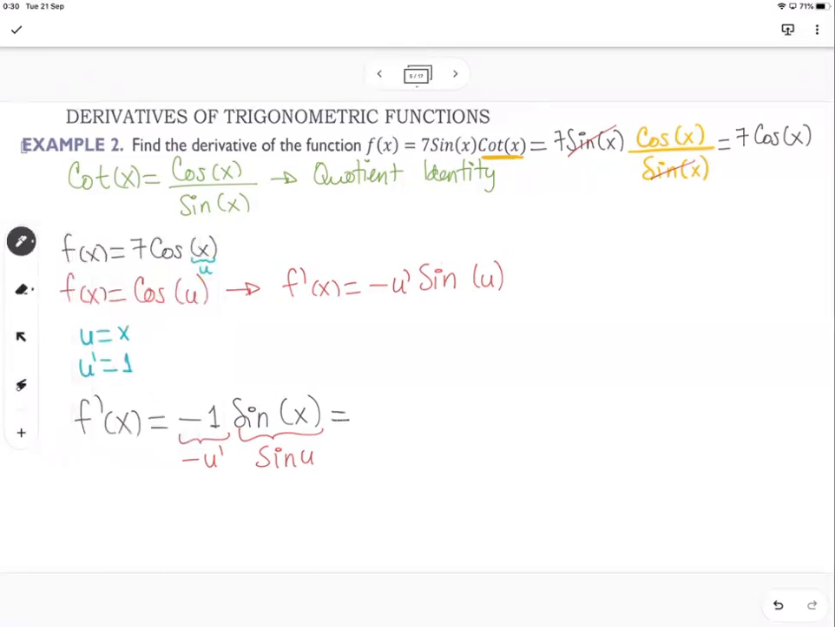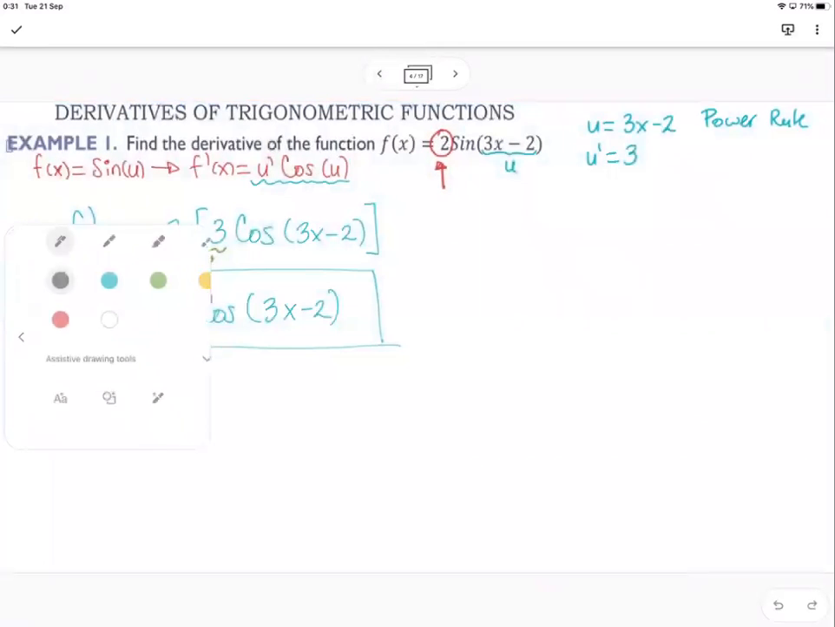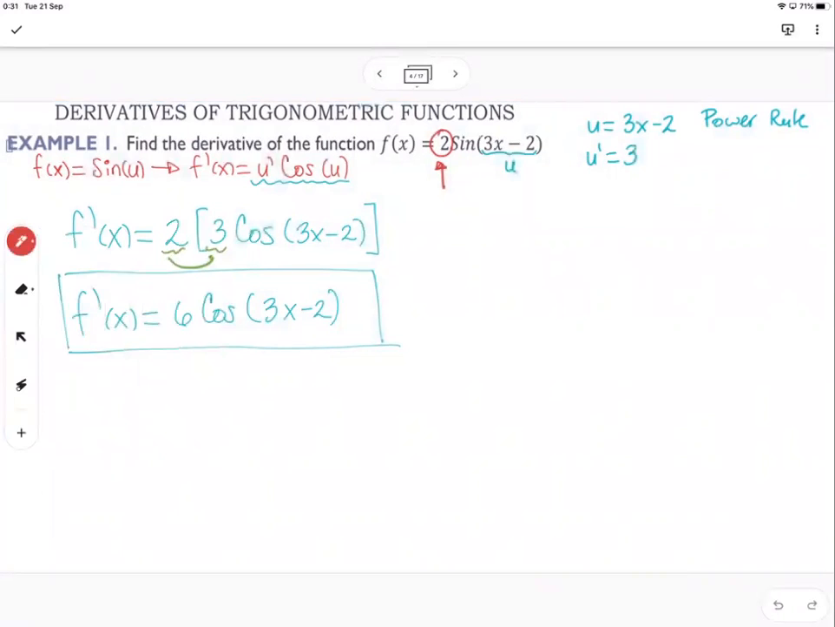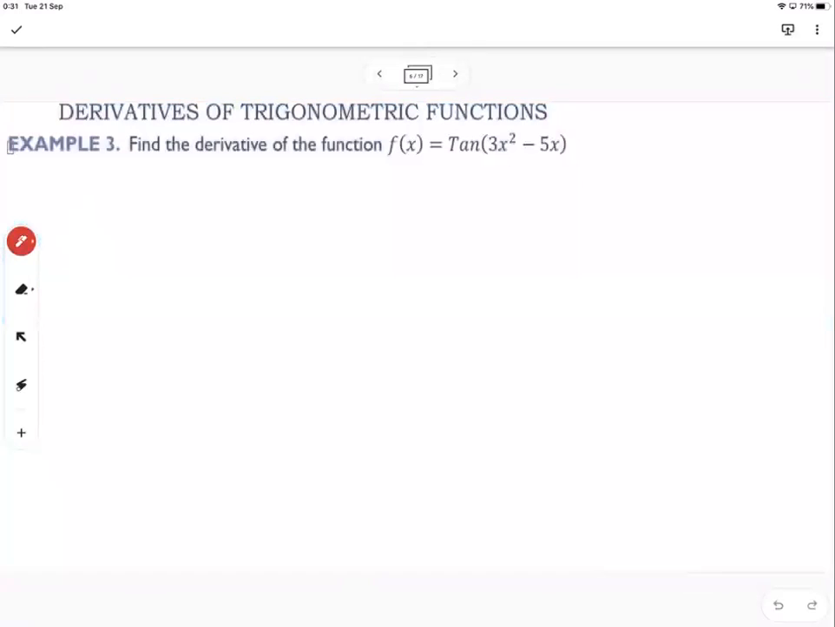You can also write it as minus sine of x. It's not necessary to write minus 1. It's the same, but if you want to write it, do it. So it is exactly the same as we did in the previous example. U prime cosine of u is the same that we have to do here, minus u prime sine of u. Just follow the formula.